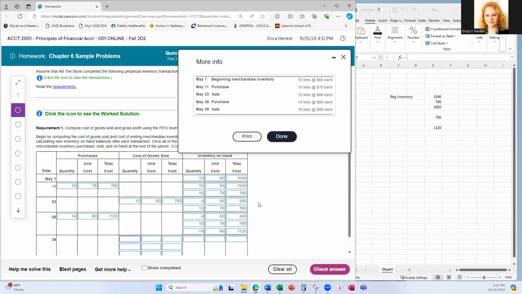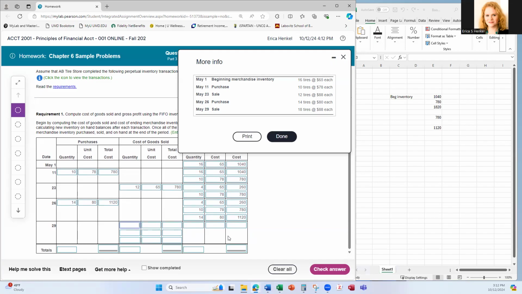All right. Next, we're going to sell 18 tires. So because we have 3 layers here, we're starting at the top. There's only 4 in this layer, so we're going to sell those 4. Then we're just going to keep counting down into the layers until we get to 18. So the next layer has 10 in it. So that means so far we've accounted for 14 of the 18. So the next 4 have to come from the bottom layer here for $80 each.